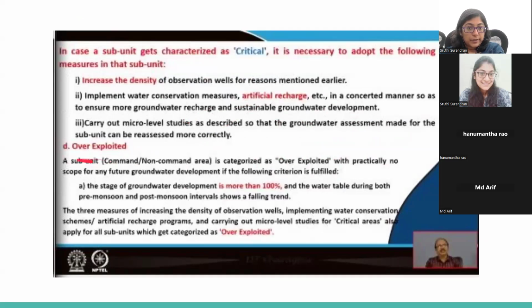Then there's the overexploited category. There is no scope for any future groundwater development. Again, this is when the stage of groundwater development is more than 100 percent, and the water table during both is showing a falling trend.